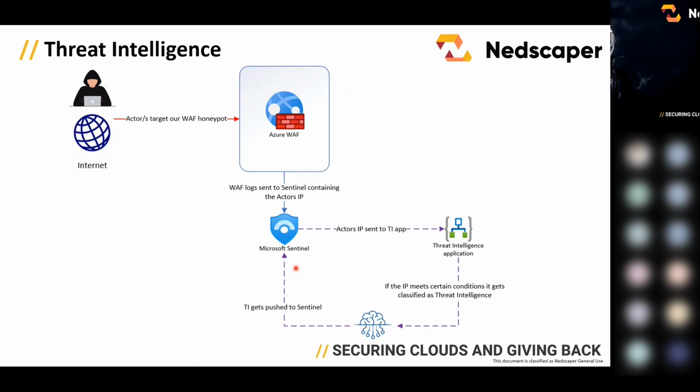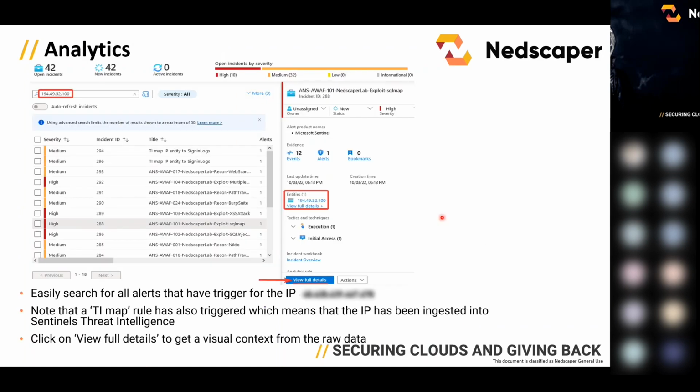And then, of course, you can take advantage of that with a lot of even Microsoft's own default threat intelligence rules. So in our example here, and I'm just going to go over what we'll do in the live demo, we'll be looking at a whole lot of alerts that have triggered. And in this case, we're focusing on the 194 IP.